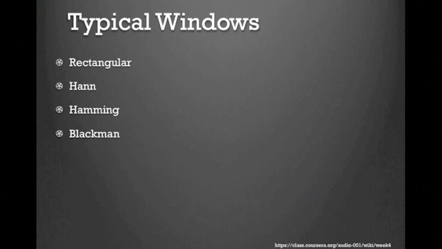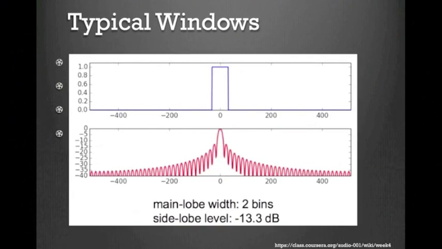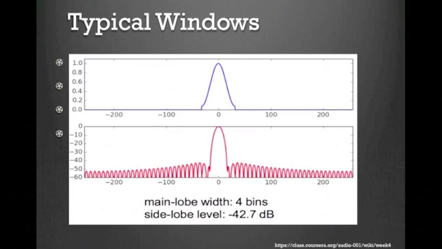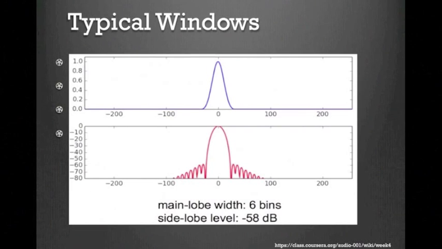Next, we will introduce some common windows. You should pay attention to the main lobe width and side lobe level of each window. For instance, the main lobe width of the rectangular window is 2 bins and the side lobe level is minus 13.3 dB. Next one is the Hamming window, and the Blackman window. Okay, let's move to the time domain to analyze windows.